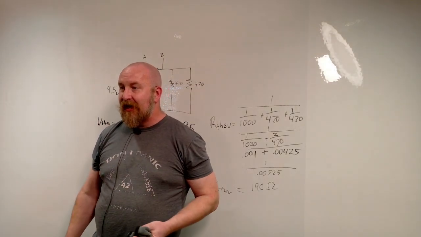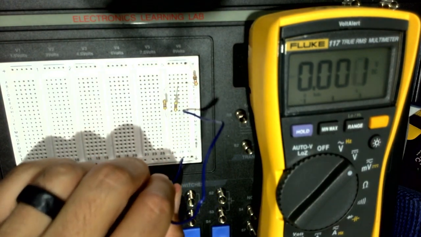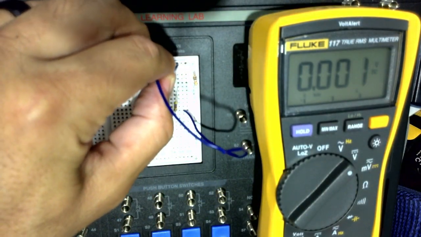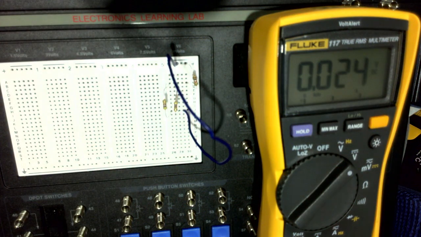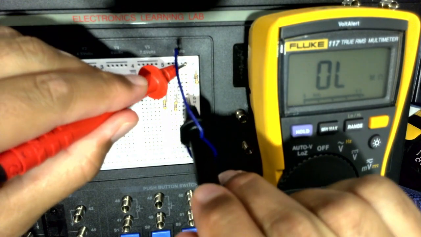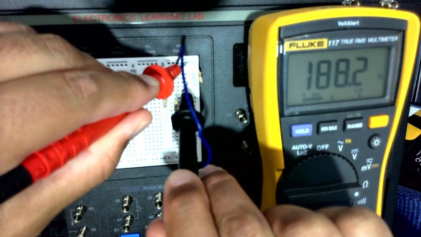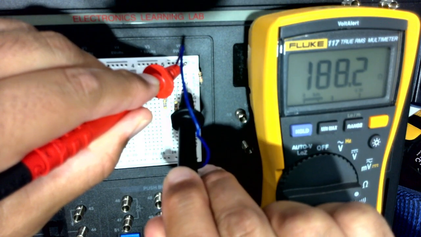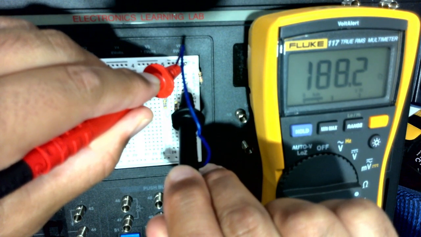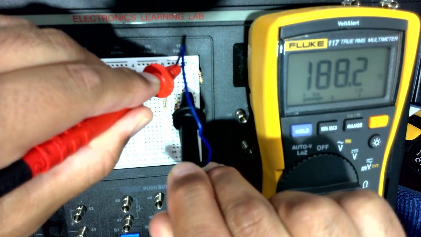Let's go ahead and see if we're right. We've got to turn our system off. We've got to short the circuit out. So we're shorting the circuit back out there. Okay, we're switching our multimeter over to ohms. And we should be ready to take some measurements here. So we're coming down to 188.2 ohms. 188.2. Definitely within 5% of 190. Yep. So that's what you got.